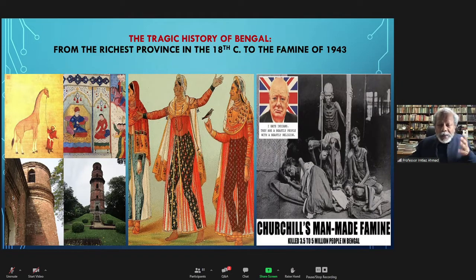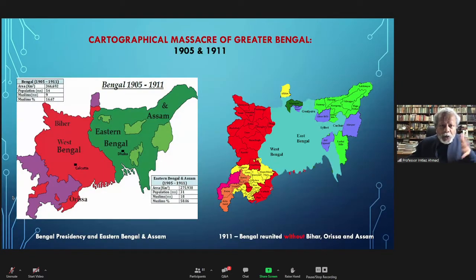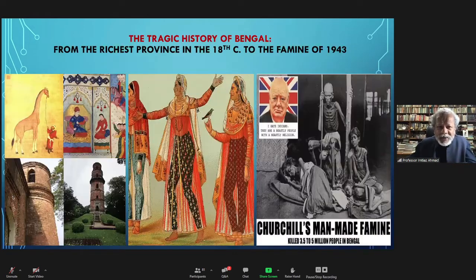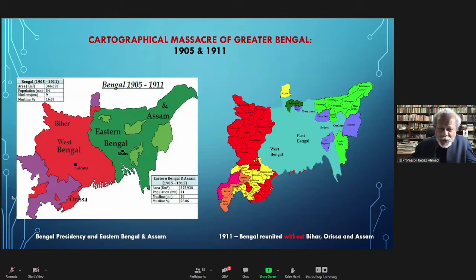Now, not only the underdevelopment, but the cartographical massacre that Bengal had, 1905 and 1911. When we talk about Bengal, Bengal always meant the Greater Bengal: Bihar, Orissa, and Bengal. But then in 1905, it got divided. And when it was revoked in 1911, Bihar and Orissa were cut off from Bengal, and nobody really noticed that to the point that they should have.